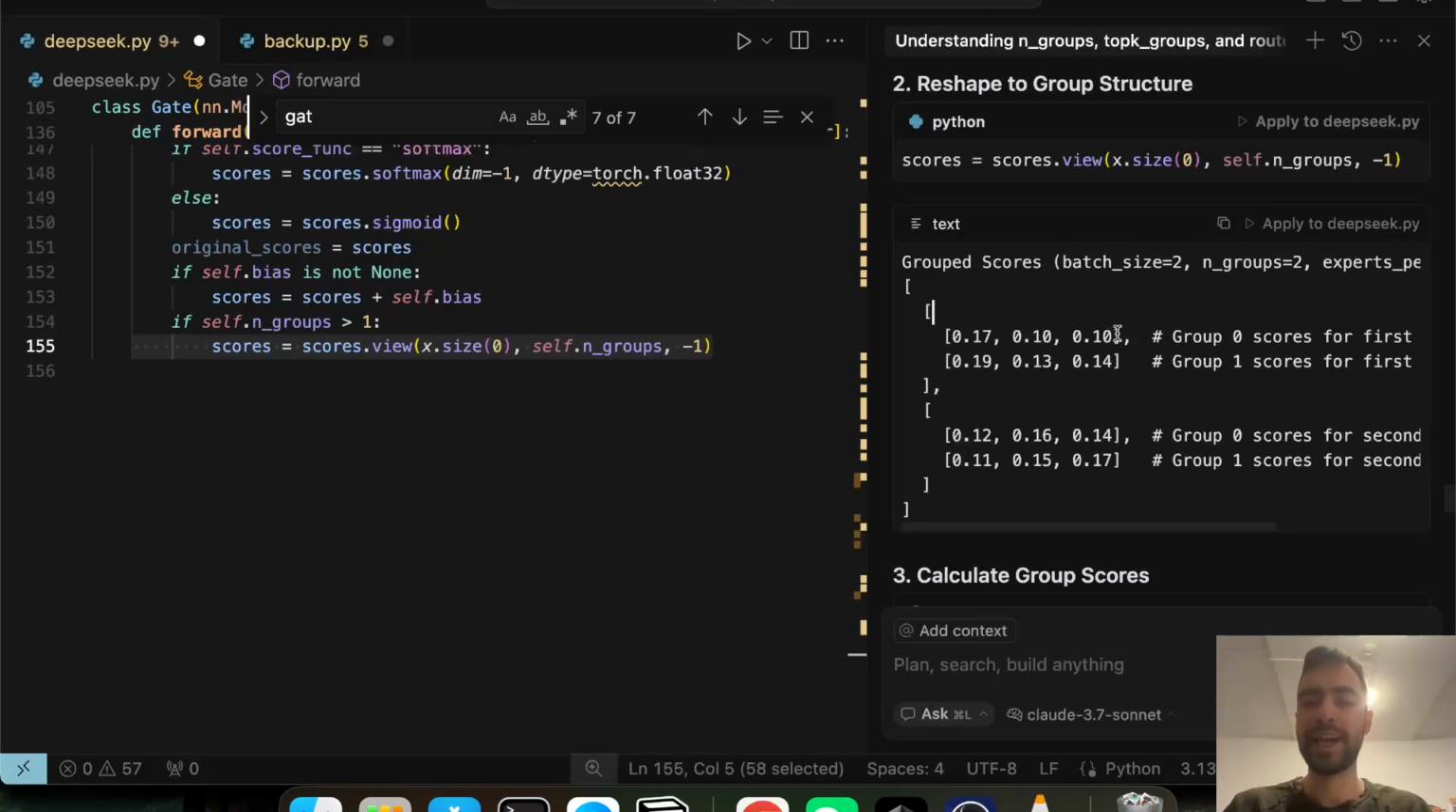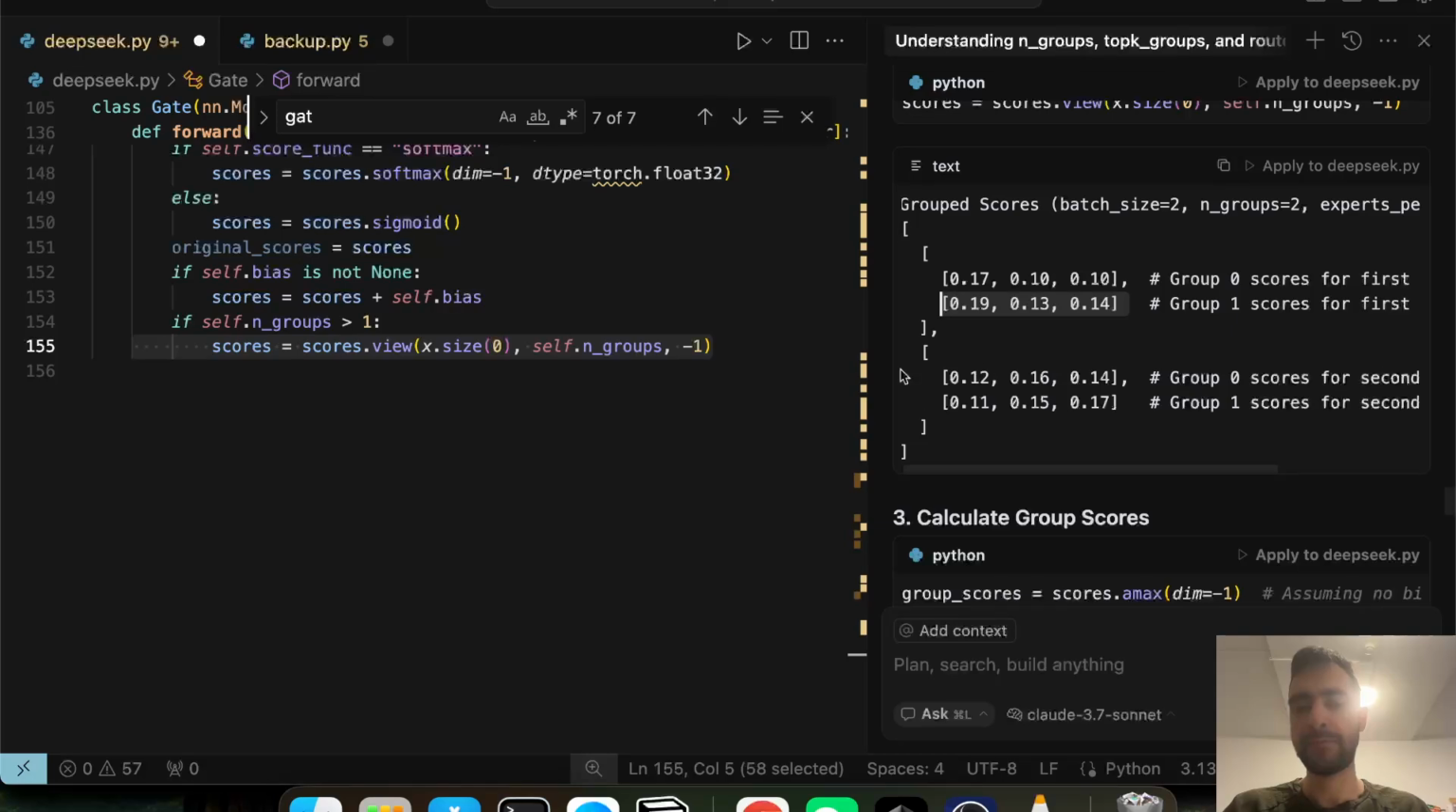So we have 3 experts per group. These 3 experts in this group for this token, for the same token. And then for the second token, we have the 3 experts from the group 1 and the 3 expert scores from the group 2.